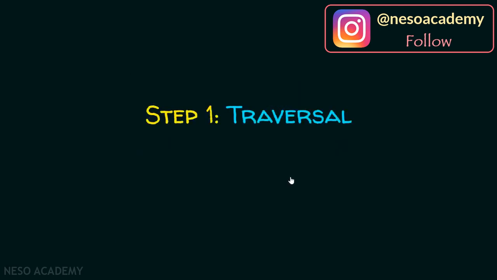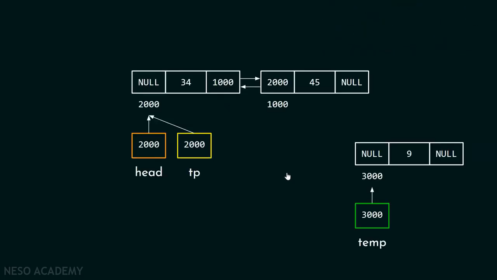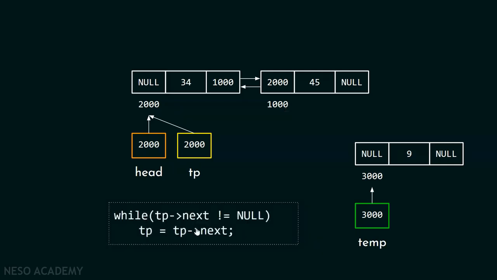For this purpose, step 1 is to traverse the list. It is important to traverse the list so that we can reach the end node of this list, and then we can update the next part of this node and prev part of this node. For this purpose, I will keep one pointer TP, which will initially point to the first node of this linked list. Later, it will point to the last node of this list. We can do this by adding this piece of code. While TP next not equal to null, TP equal to TP next.